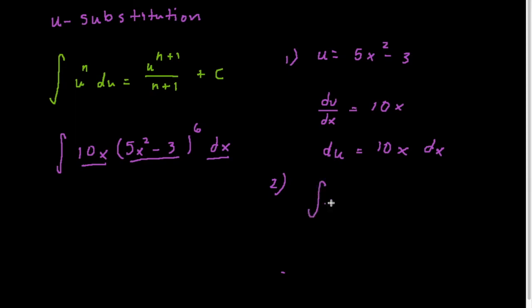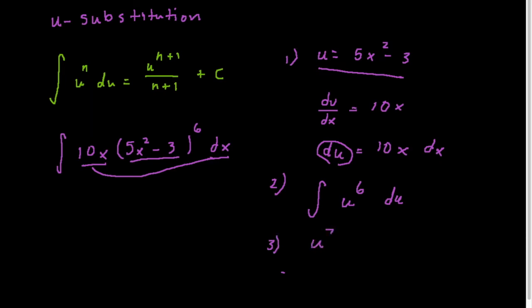We'll substitute this back in, and we have u to the 6th power, and instead of this 10x dx, we're going to type in du. So altogether, we have u to the 6th power and du. We took the 10x and the dx and put them together and just combined them here in the du, even though they were separated. Step 3 is we'll integrate.